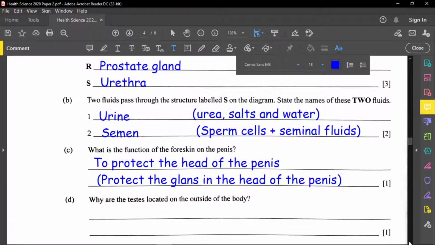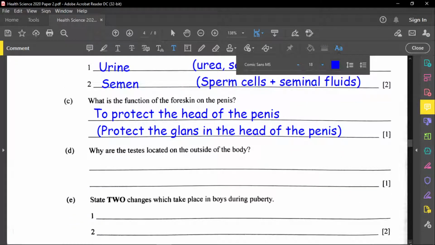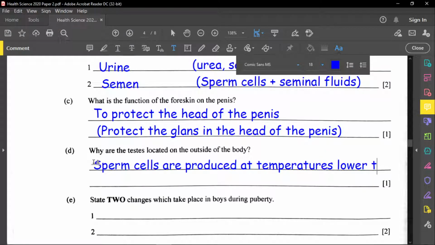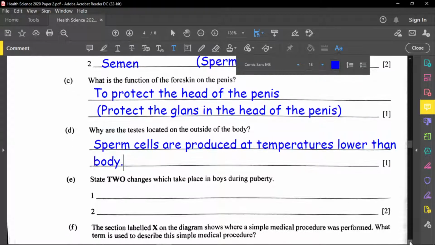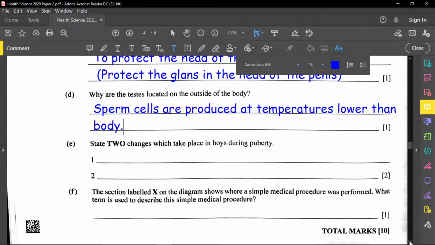So part D, it said, why are the testes located outside of the body? The testes are outside of the body simply because sperm cells are produced at a lower temperature than the body itself. That's the reason why they're outside of the body, so they can be cooler than the body itself, so sperm can be produced effectively without being destroyed.